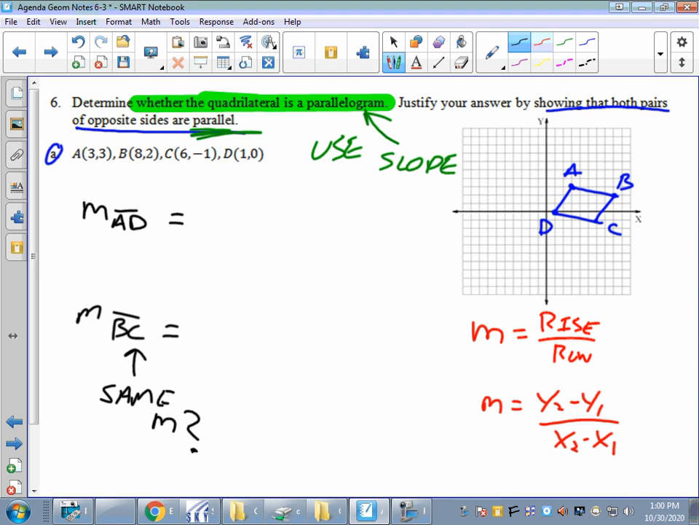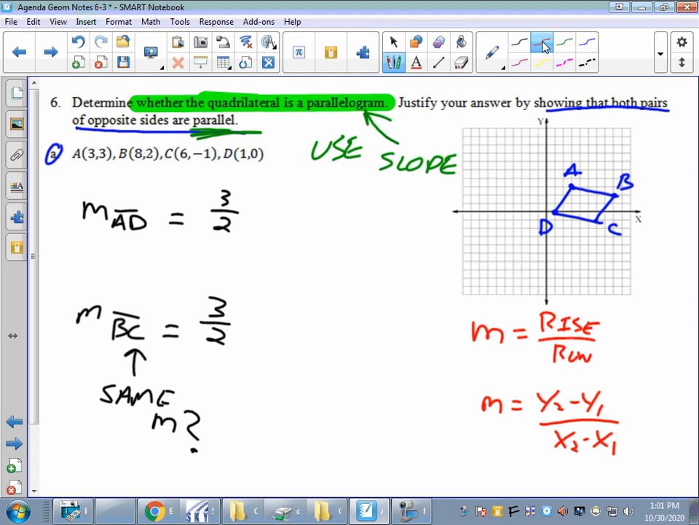So AD, I'm going to go rise over run for this one. And I'm going to say, okay, rise, I'm going to go 1, 2, 3 over 2. So my rise is 3, and my run is 2. So 3 halves would be my slope. For BC, let's see my rise over run here as well. 1, 2, 3 over 2. So I have the same slope. I have the same slope, opposite sides.